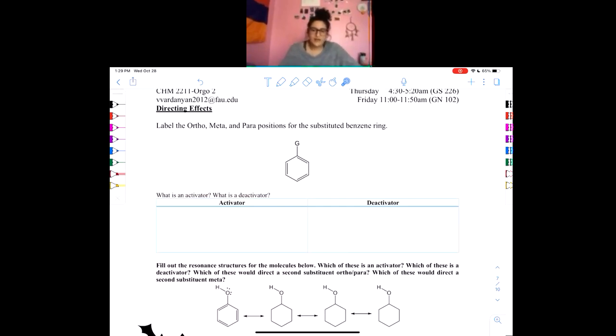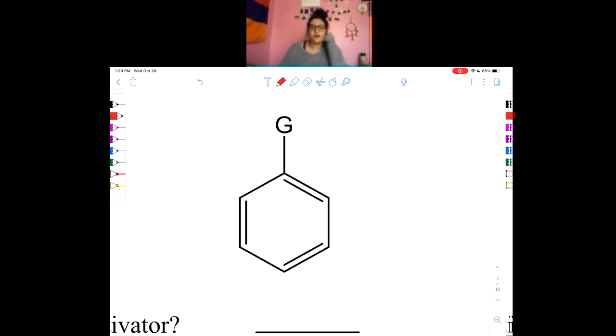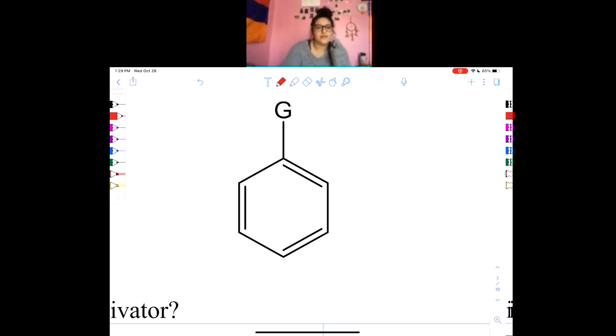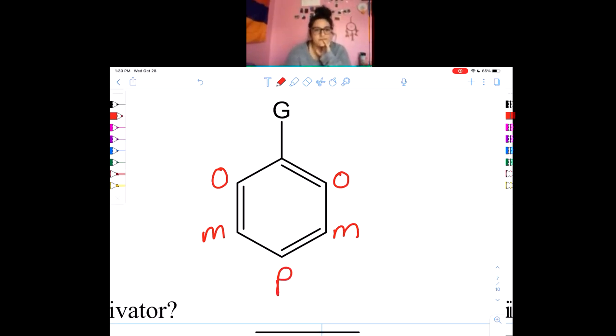Cool. And so once we go to this benzene ring, before we do anything else, I want to make sure we all know what ortho, para, and meta are. I know you guys can't really write in the chat, but essentially the ortho position is the one right next to the substituent. Meta is the next one down. And para is directly across. Like so.